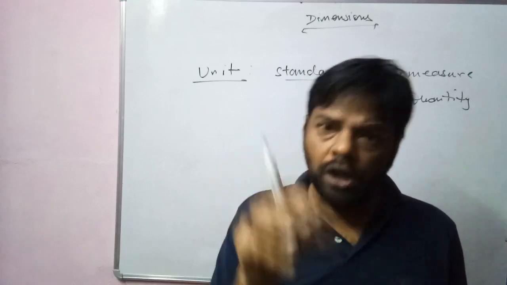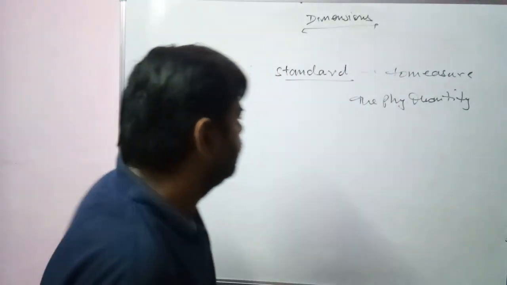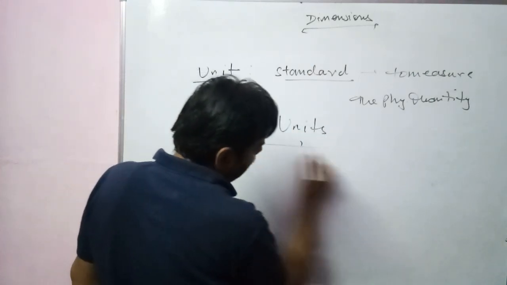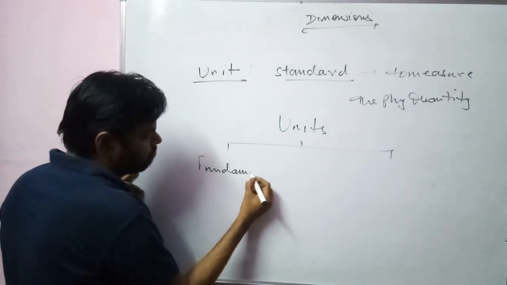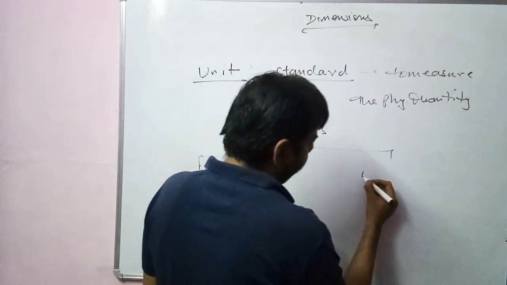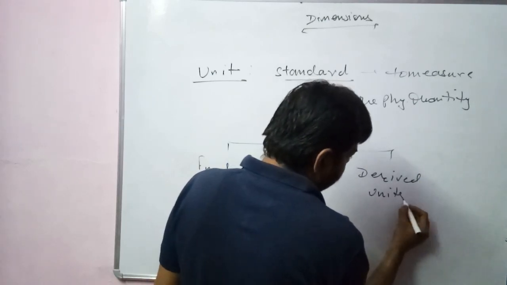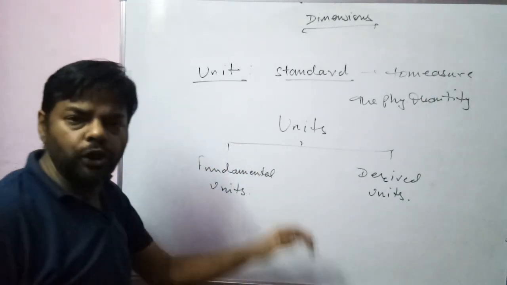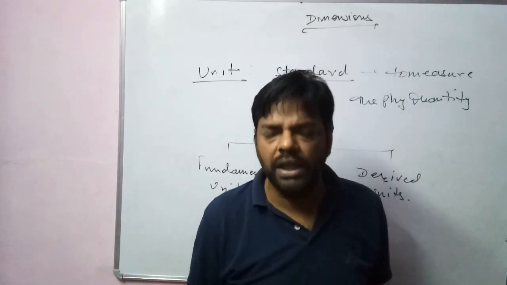Now, sirs, there are some physical quantities which have some units. There is also a small number of physical quantities which do not have any unit. Okay? So, sirs, again, the units can be categorized into two: the fundamental units, and the second one, derived units.